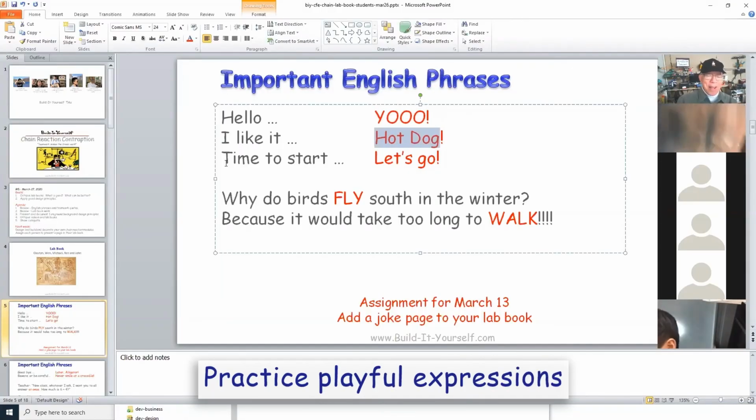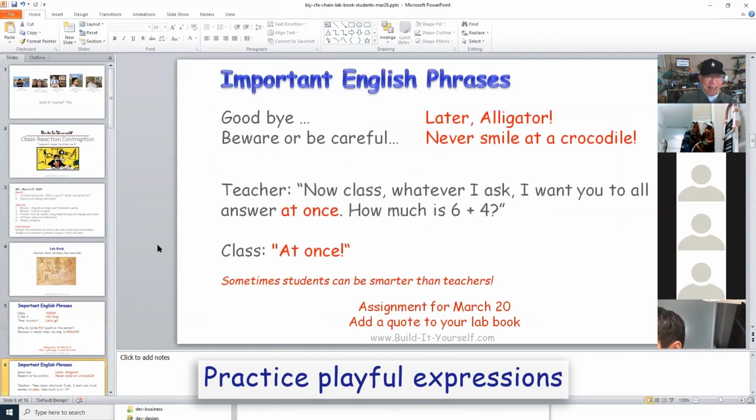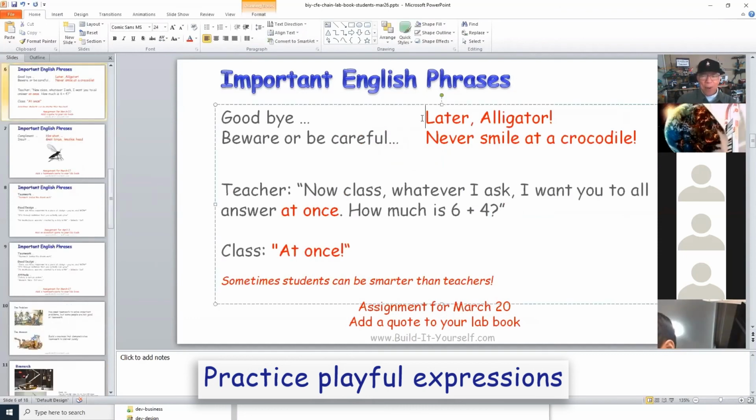Great. And at Build It Yourself, how do we say time to start? Let's go. Let's go. Okay. Let's go. At Build It Yourself, how do we say goodbye? Later, alligator.